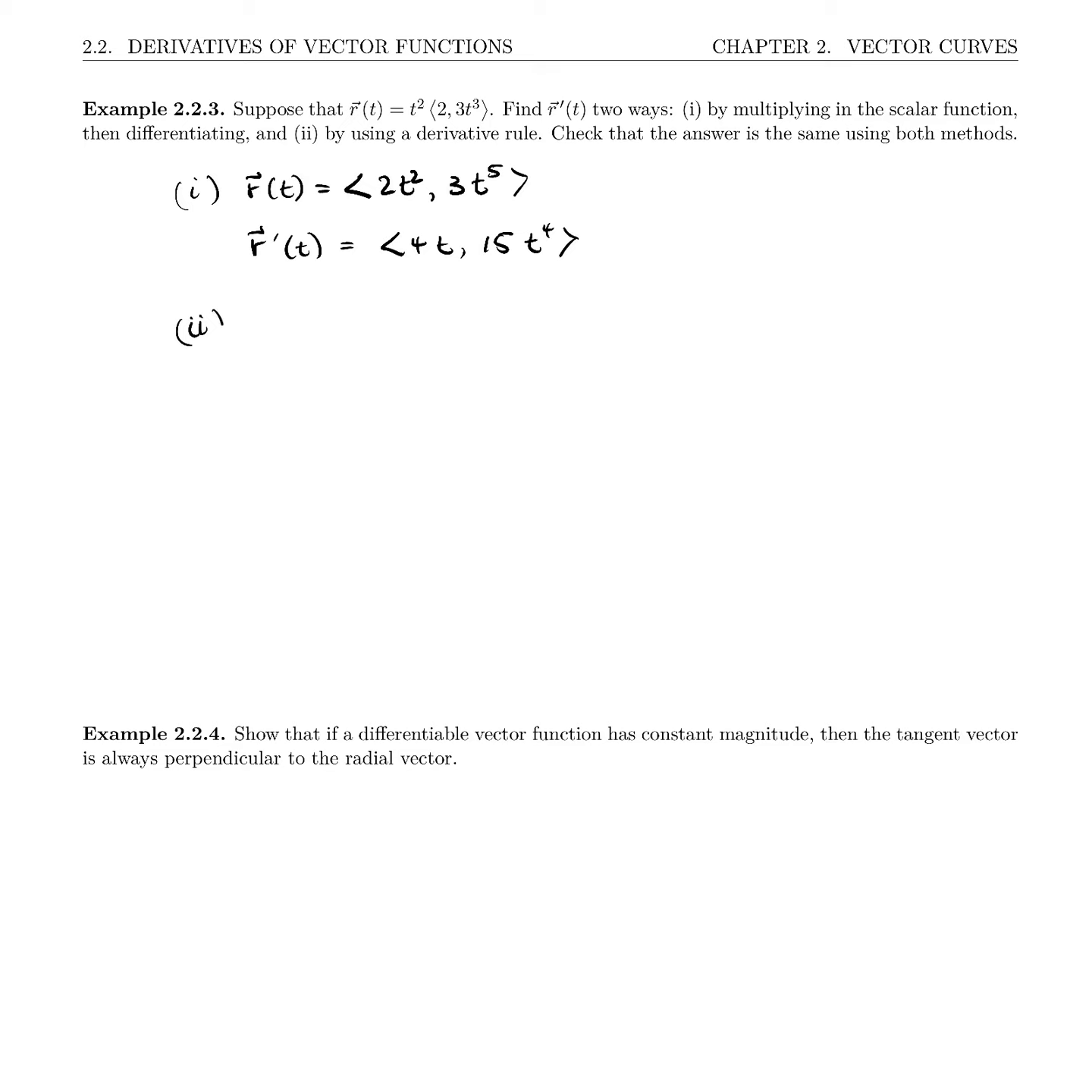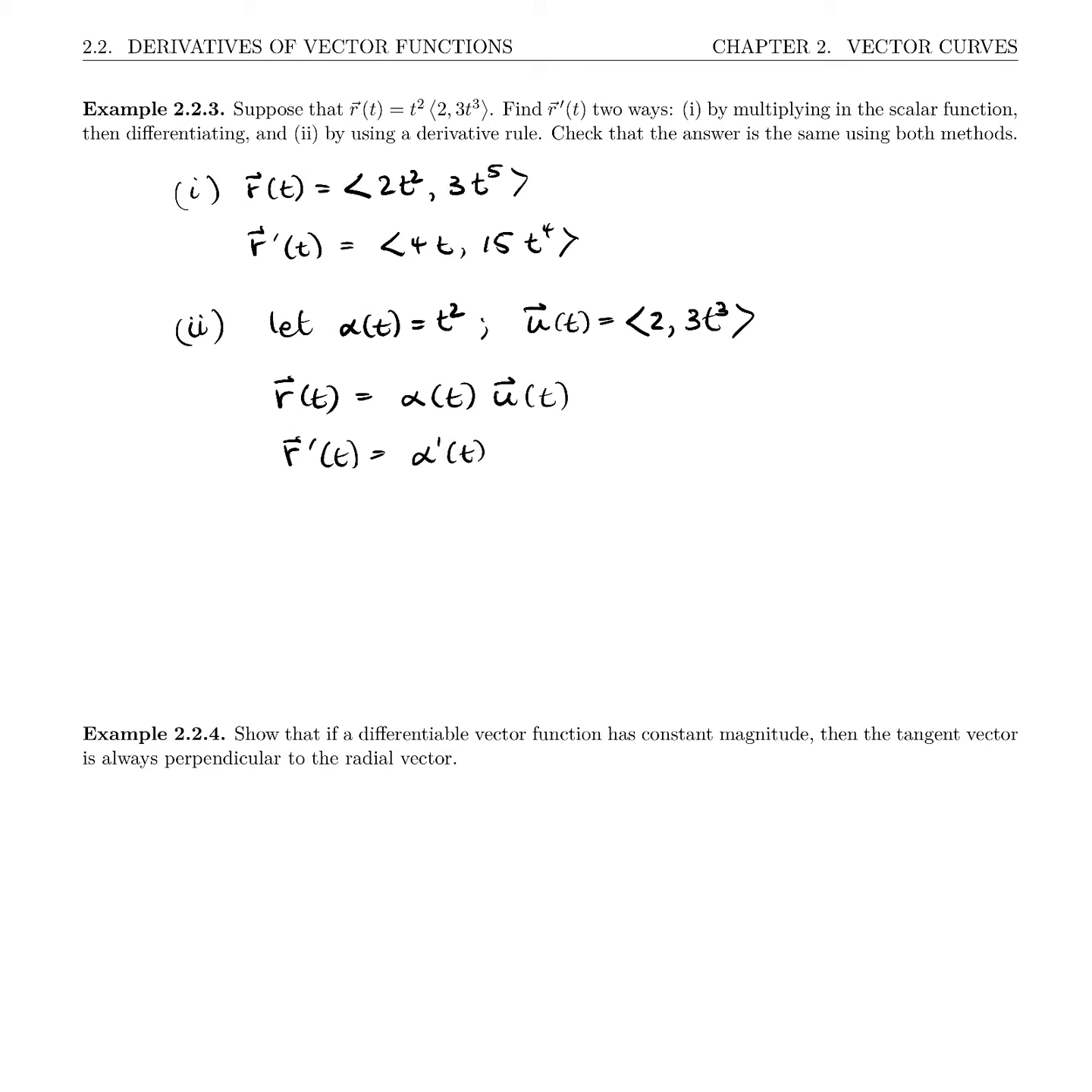Next method, well, let's call the t squared outside a scalar function. Let's use alpha to match the notation of the previous video. So alpha of t is t squared, and let's call the vector part u of t, again to match the notation from the previous video, and that's the vector 2 and 3t cubed. So our vector function r of t can now be expressed as alpha of t times u of t, and our derivative r prime of t can be found using the product rule.